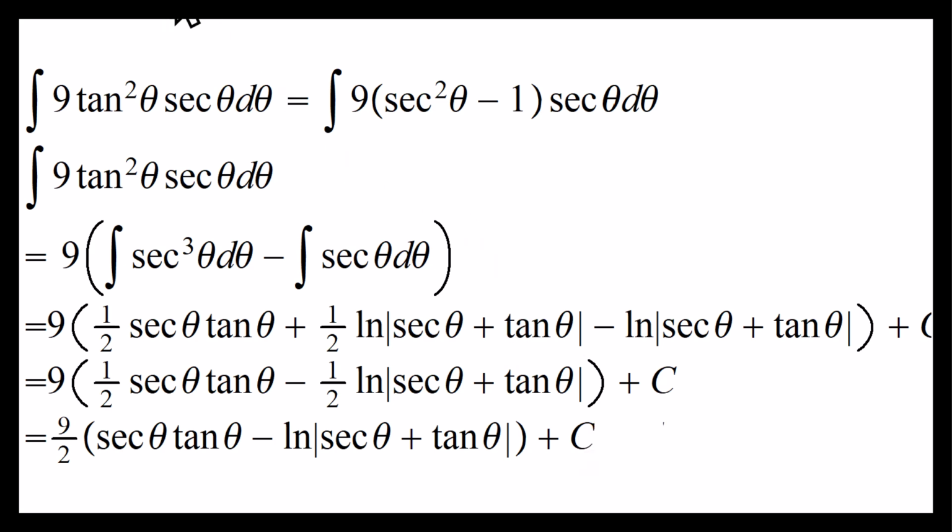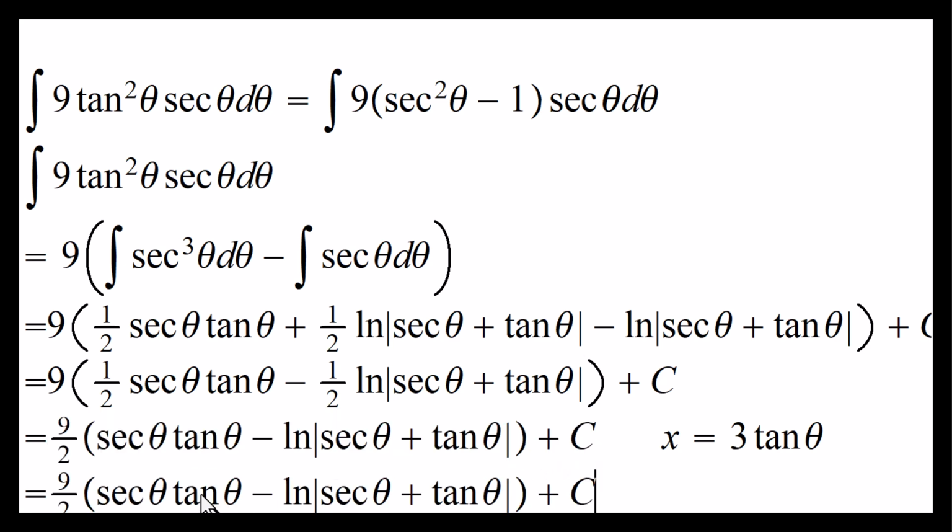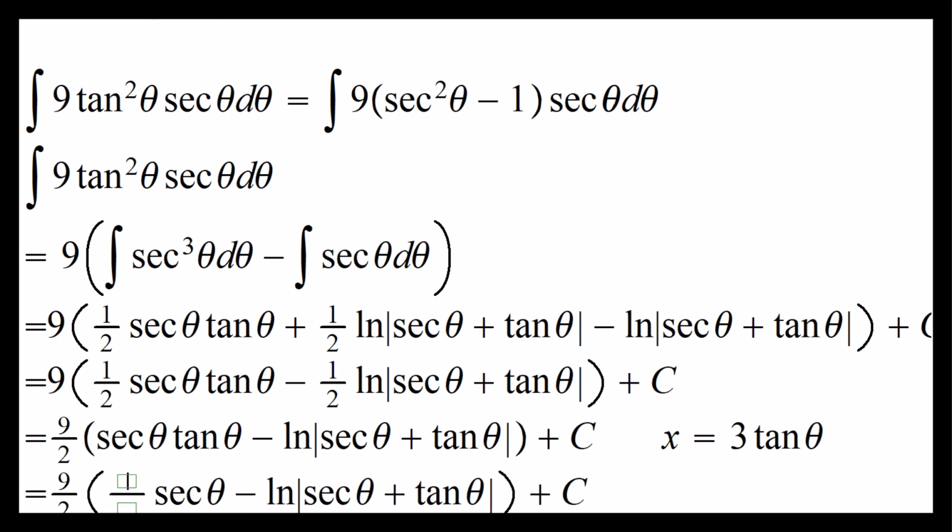Okay, and remember this, your tangent theta is how much? Your x was 3 tangent theta, right? So if x is 3 tangent theta, then tangent theta is what? X over 3, right? Okay, so let's write these values down. That tangent theta is here x over 3, right? So let me change this here. Okay, so here I'm writing this before, if it's okay. All right, so this is x over 3.